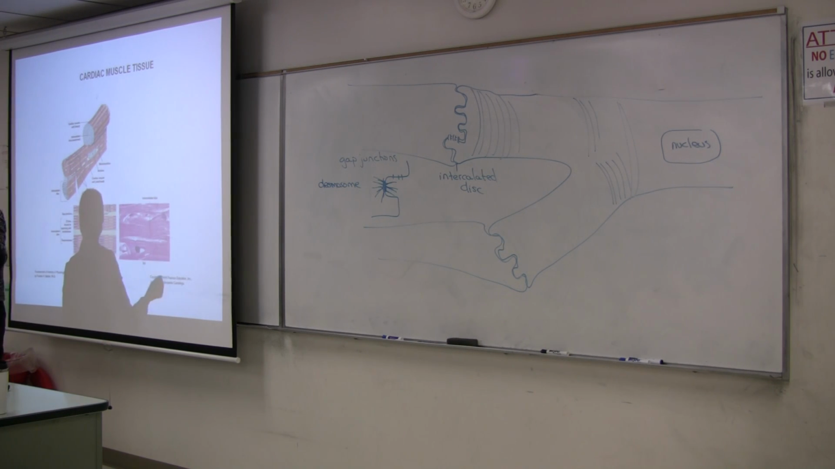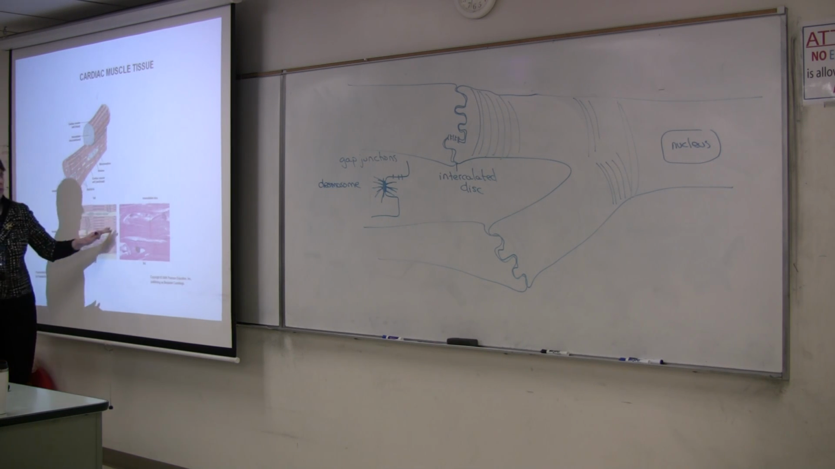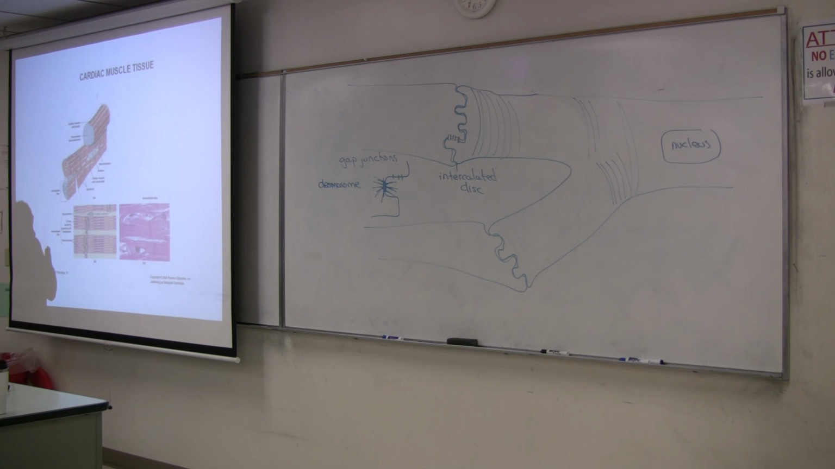All right, so the gap junctions are for communication. They also help to hold them together, but we need them for the communication. And the desmosomes are structural, actually holding them together. All right, so striation appearance is similar to skeletal. A single nucleus is what smooth muscle has.